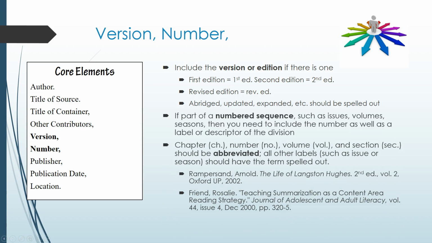If your source is part of a numbered sequence, that is important information that also needs to be included. Books can be issued in multi-volume sets, in which case you would need to indicate the volume number. Journals are often issued with volume and issue numbers. Television shows and other media are released marked with season and episode numbers. Whatever numbering system your source has, if any, you should include the number along with a descriptive term stating the type of division. The descriptive term labels chapter, number, volume, and section should be abbreviated as illustrated. All other labels, such as issue or season, should have the term spelled out. You can see two examples of citations including numbers at the bottom of this slide.